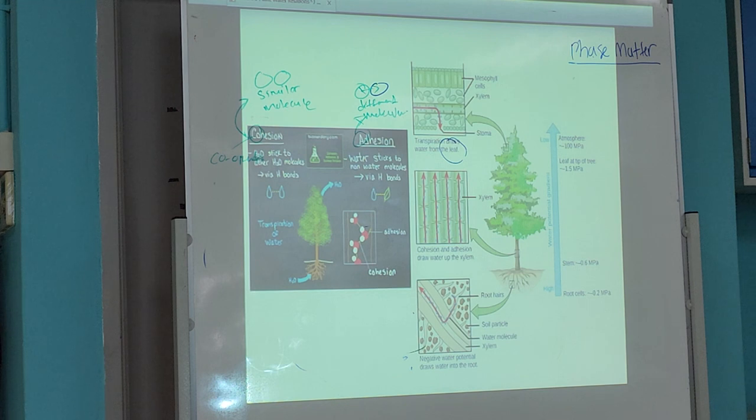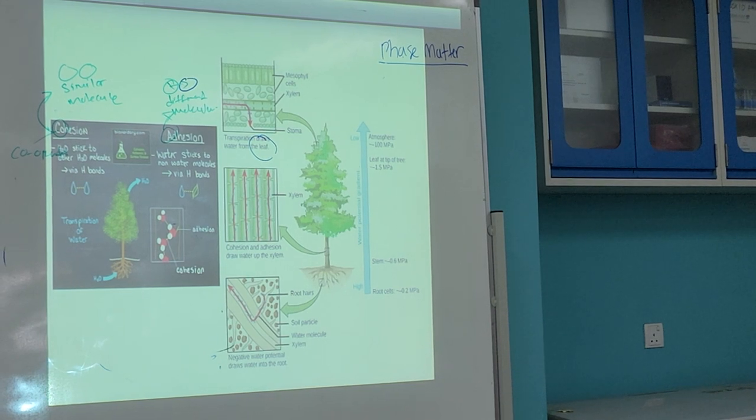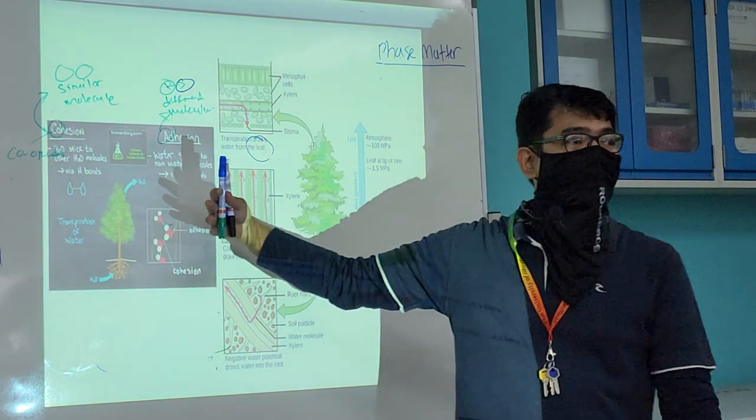It's about 120 meters. So 120 meters is even taller than this building, because one floor is about 3 meters. So it's about 30 plus stories of building. So that's very, very tall. So the water from floor 0 all the way until floor 40, water can travel without lift, without pump. How does it do it? This is why.